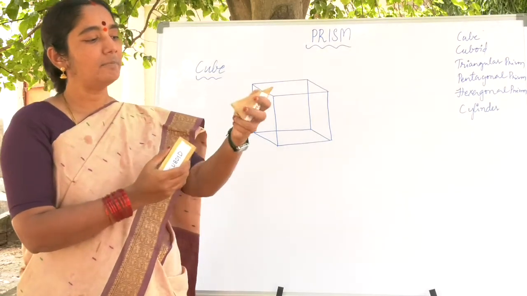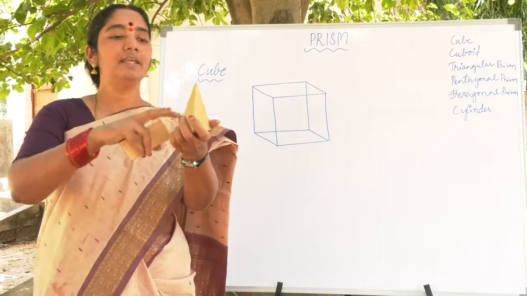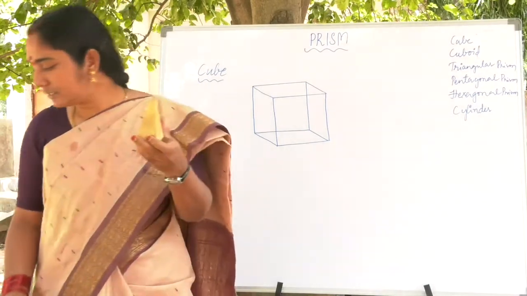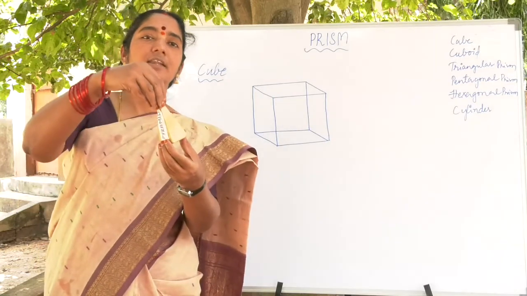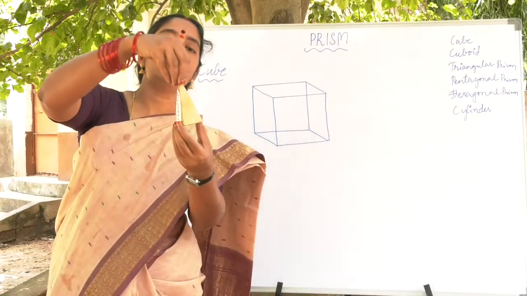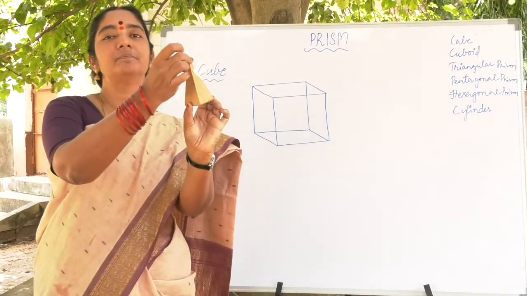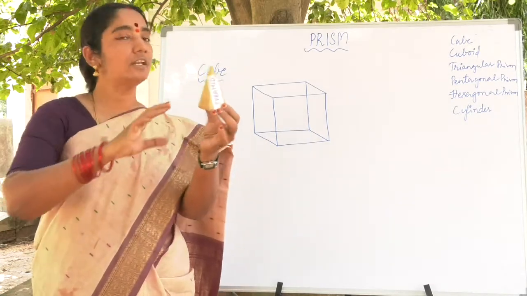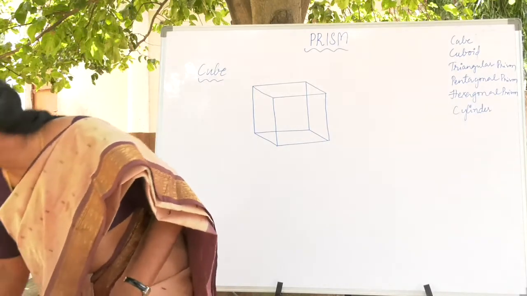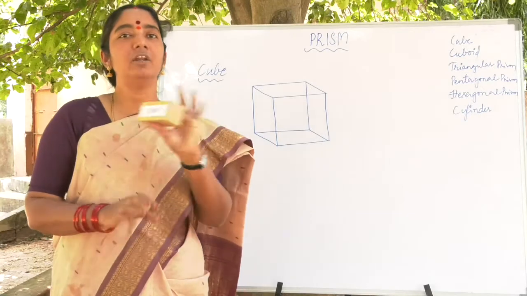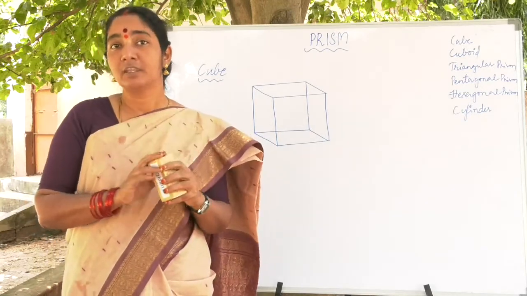Whereas a pyramid is something like this. The base is the same. You know the pyramid, the Egyptian pyramid. Pyramids are very historical things. So it is coming to an end point. Such a shape we call a pyramid. Now I think you understood the difference between a prism and a pyramid. In this case we are only going to discuss prisms. We are not discussing pyramids.